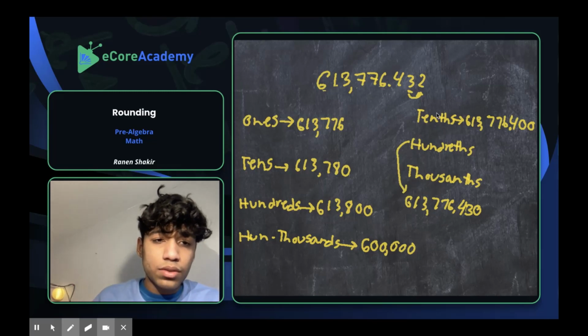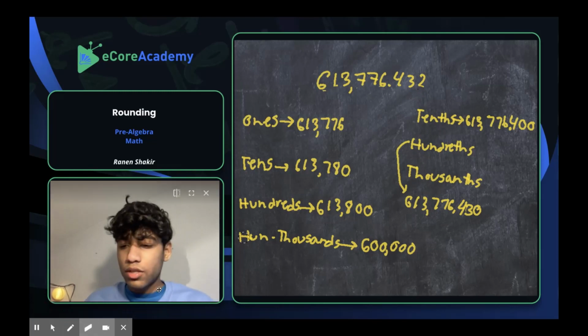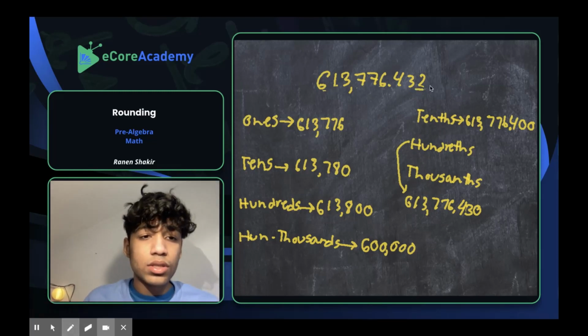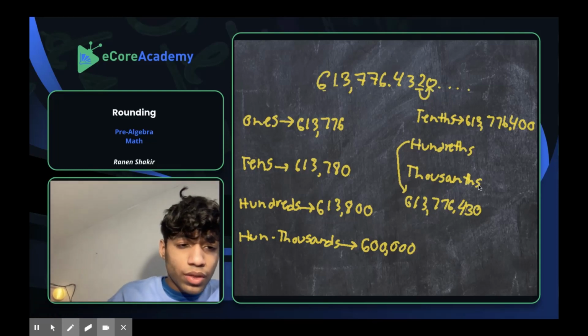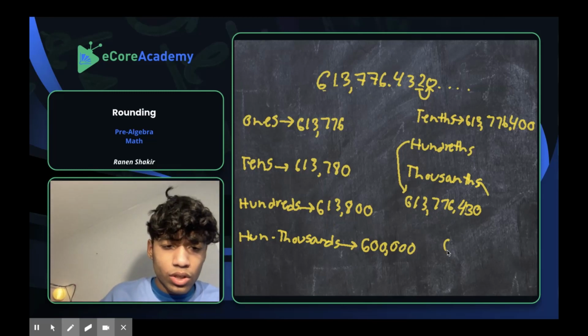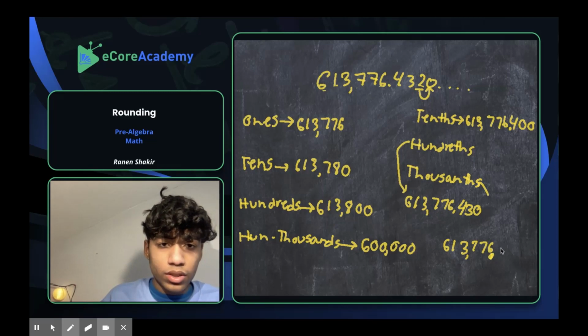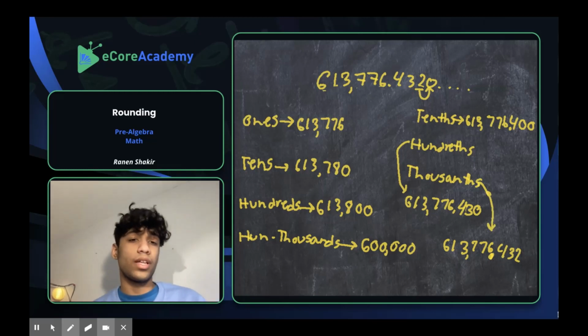And then finally to the thousandths place. Okay, so thousandths place is the 2. And as we discussed before, there's an understood 0 that goes on infinitely. So we look over, it's a 0, so it stays the same once again. So our number to the thousandths place is going to be 613,776.432. It's going to be our original number, since the thousandths place is where it ends.